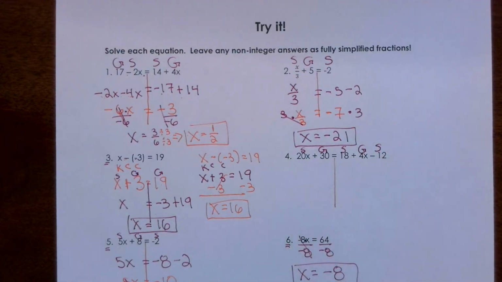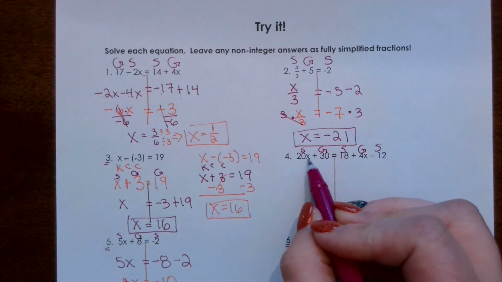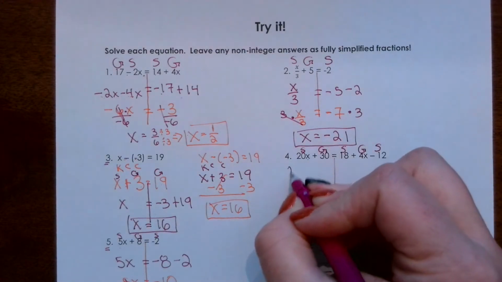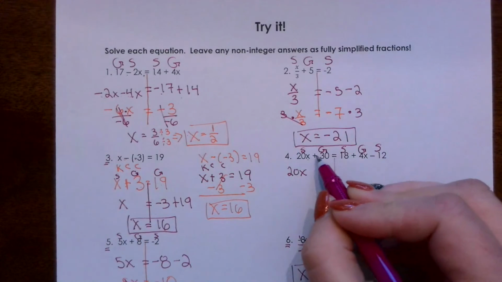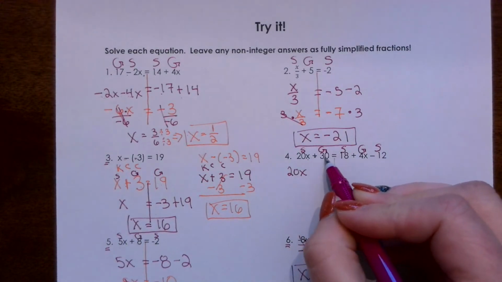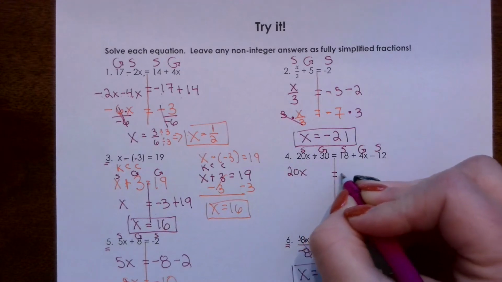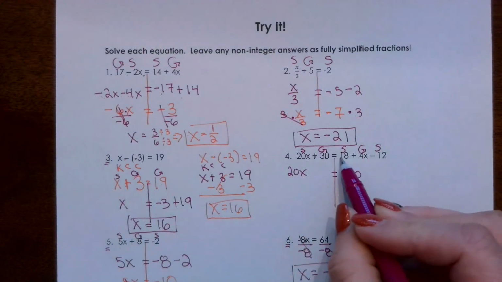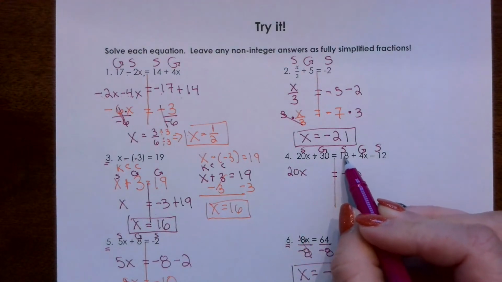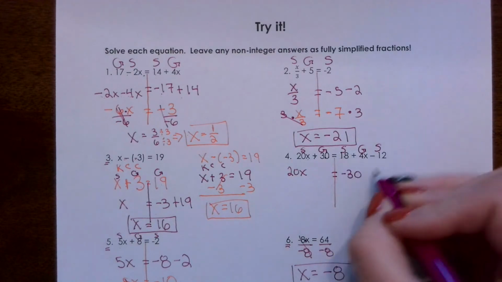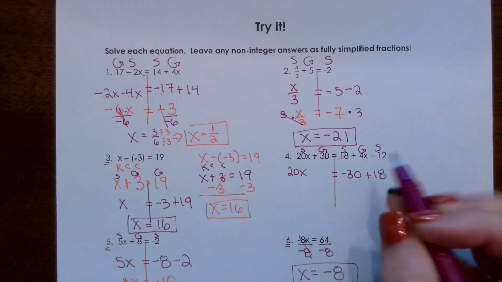Alrighty, let's move it around. I've got a 20x that's going to stay, so it keeps the same sign. Plus 30, that's positive 30. It's going, so I will change the plus to its opposite, negative 30. I've got a plus 18. It's going to stay, so it keeps the sign, plus 18.